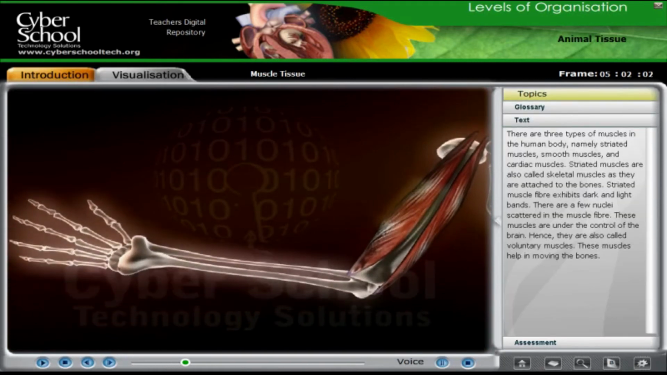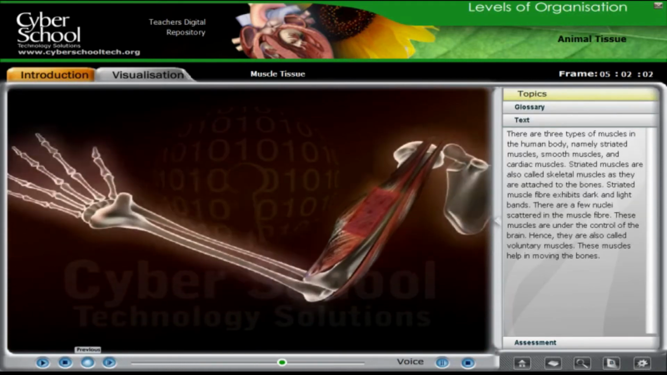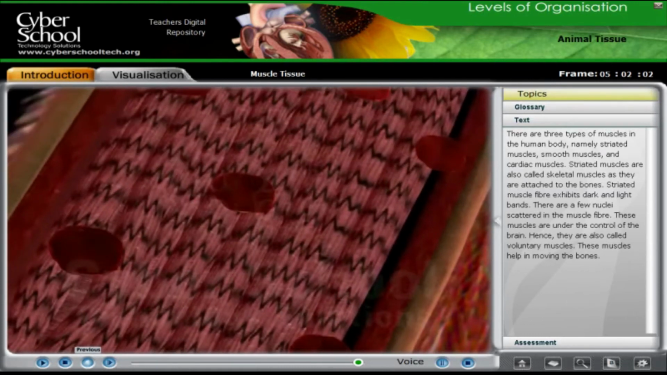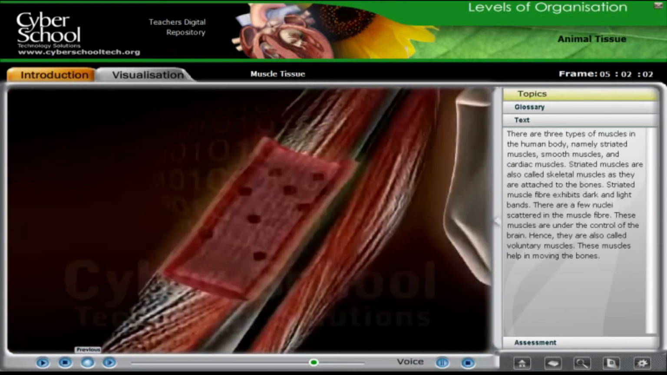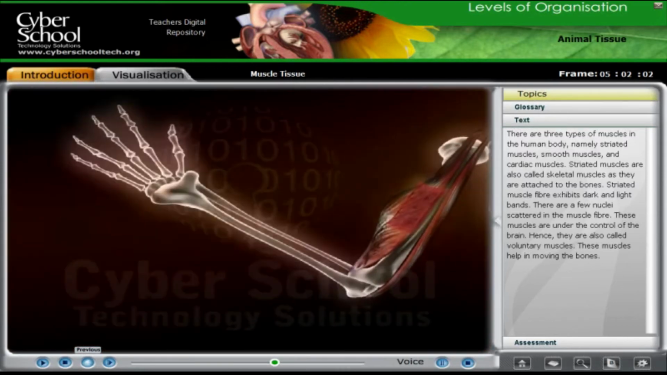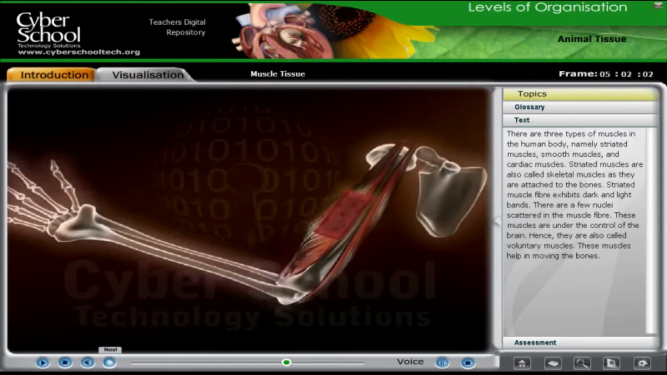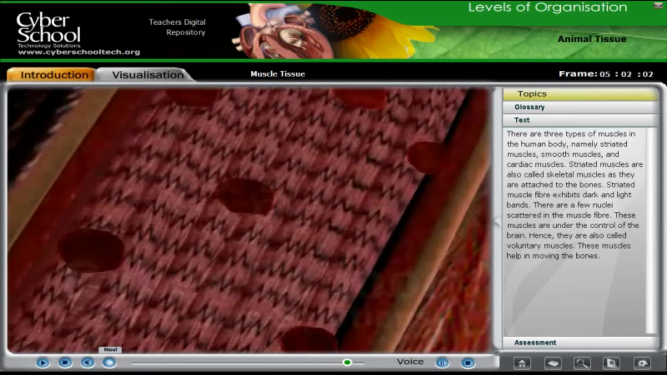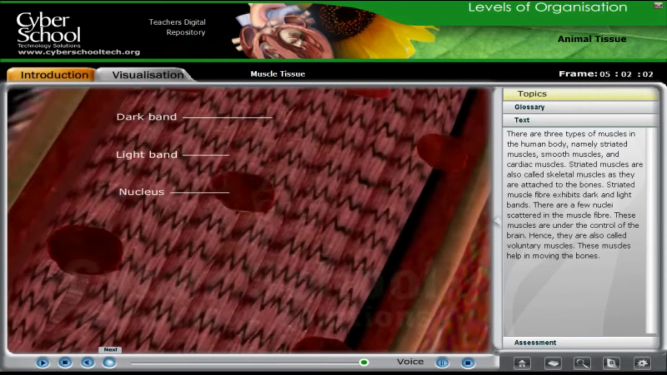There are three types of muscles in the human body: striated muscles, smooth muscles, and cardiac muscles. Striated muscles are also called skeletal muscles as they are attached to the bones. Striated muscle fiber exhibits dark and light bands. There are a few nuclei scattered in the muscle fiber.